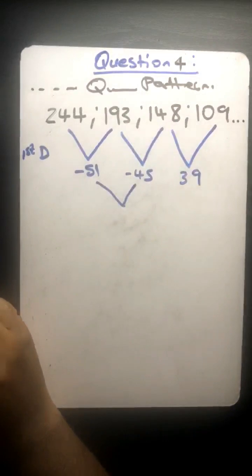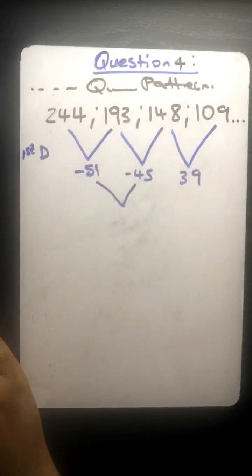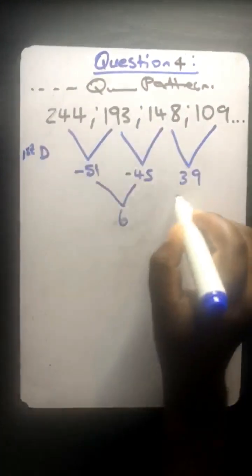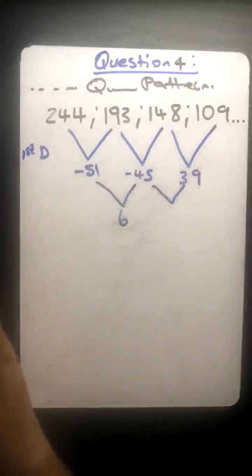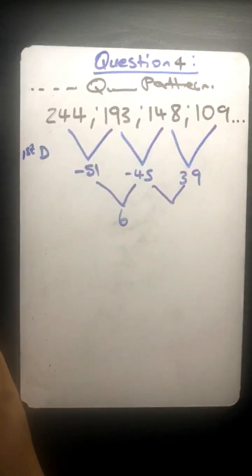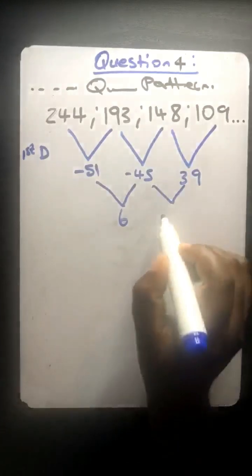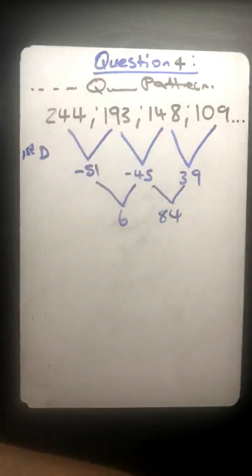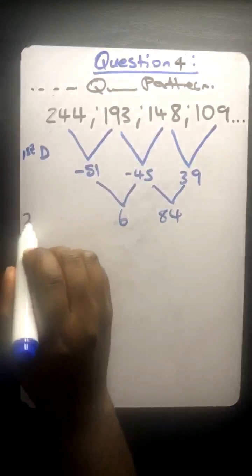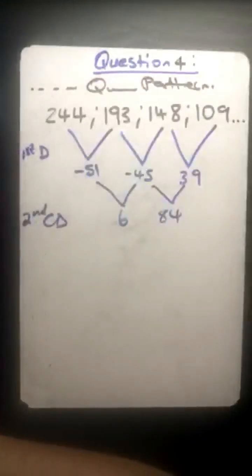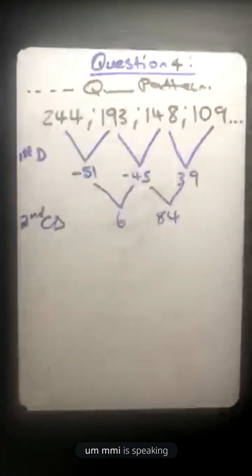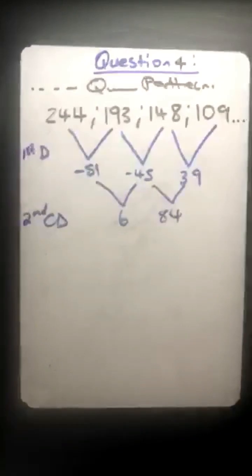Okay, so now let's do that. What are we getting there? We are having negative 45 minus, remember, in brackets, a negative 51, we are having a positive 6. Let's see, 39 minus 45, 39 minus a negative 45. Why am I getting 84? Guys, what's going on? Why am I getting 84? It's supposed to be negative. I'm getting negative 6. Denzel, you tell me, why am I getting 84 there?